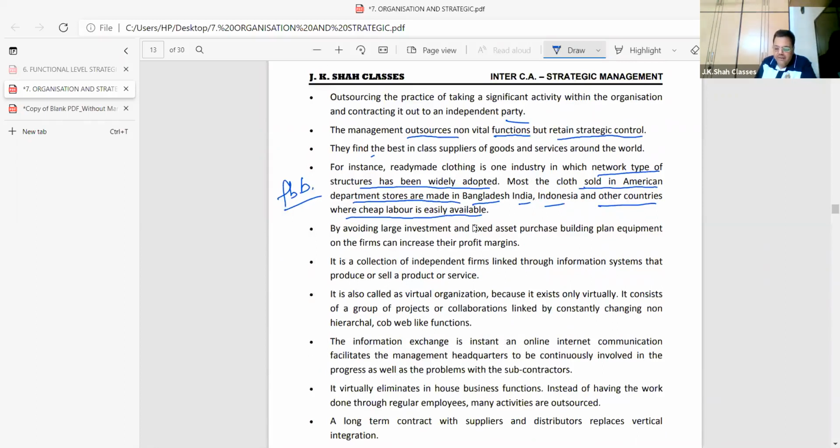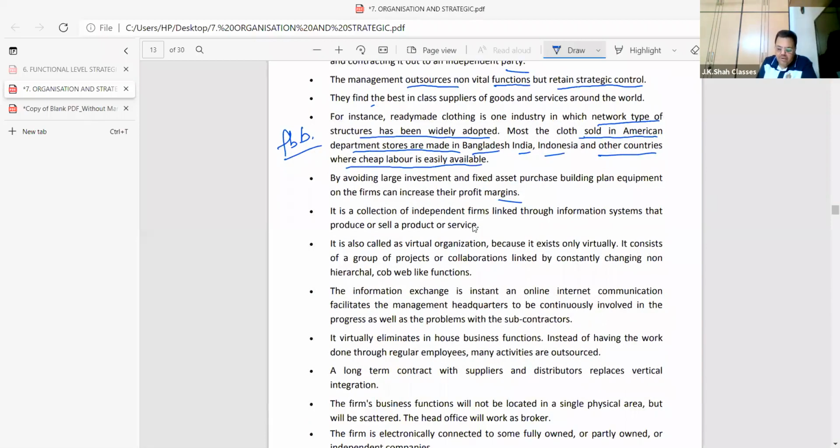By avoiding large investment and fixed asset purchase, building plant equipment, the firms can increase the profit margins. Meaning what, beta? Instead of having your own factory, those who have the factory, let them do the work. So you're giving them work also, and your name sells in the market. This is also called a virtual organization because it exists only virtually. It consists of a group of projects or collaborations linked by constantly changing, non-hierarchical cobweb-like functions.